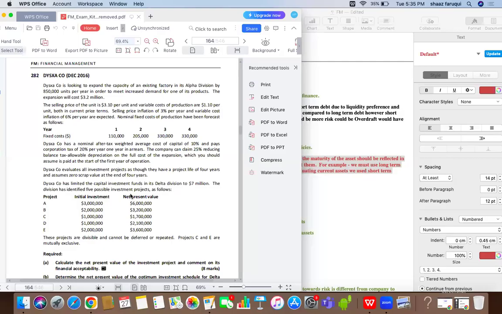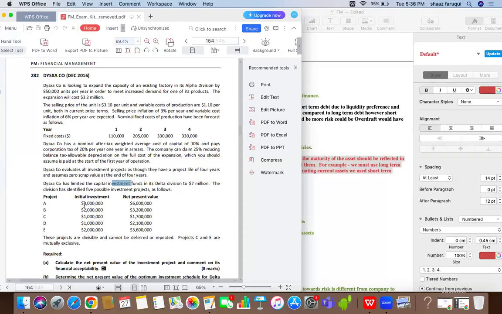And so you see, this question has everything, including inflation that we saw, I think, in the 6th or 7th chapter of the textbook. The company can claim 25% reducing balance tax allowable depreciation on the full cost of the expense, which you should assume is paid at the start of the year. It evaluates all investment projects as though they have a project life of 4 years and assumes zero scrap value. DISCSA has limited capital investment. So they've also included what? Capital rationing involved in this question because the availability of funds is limited.